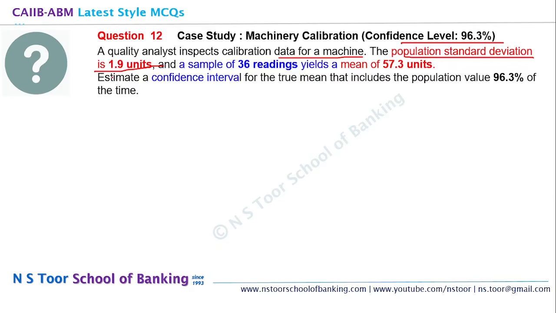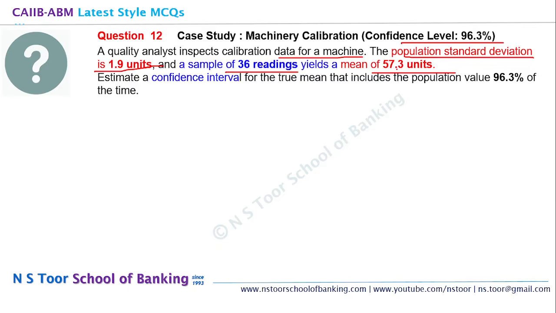That is the sigma. So sigma is 1.9. The sample is 36 readings, that is my small n equal to 36. A sample of 36 readings yields a mean of 57.3 units.